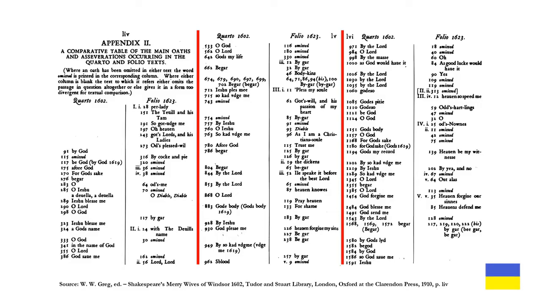And here is an example. Line 285 in the quarto has O Jeshu Adavella. In the folio it is changed simply to O Diable. Why they changed it to French, I don't know. And again, O God, in the name of God, O Lord, and God save me, in the quarto was eliminated in the First Folio.